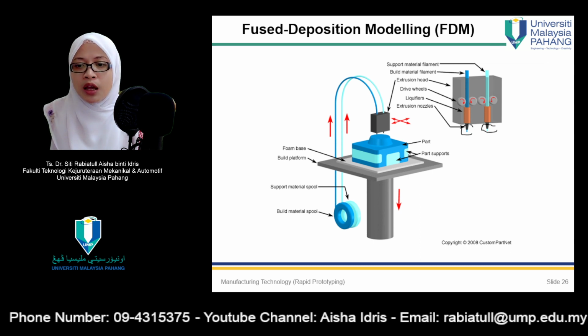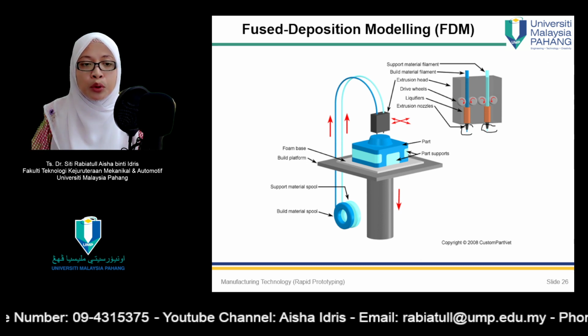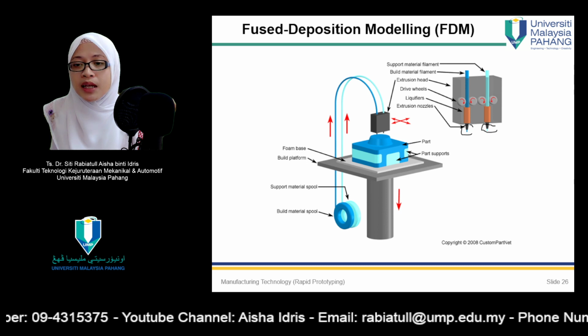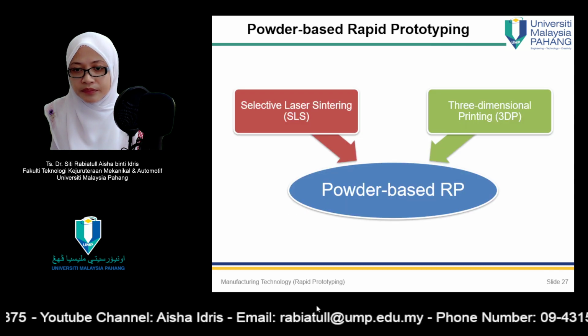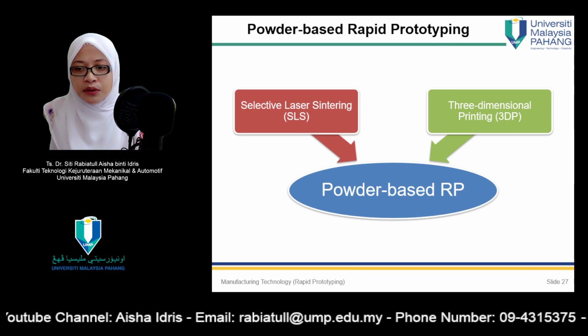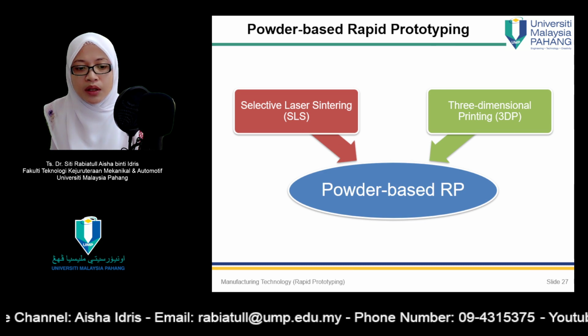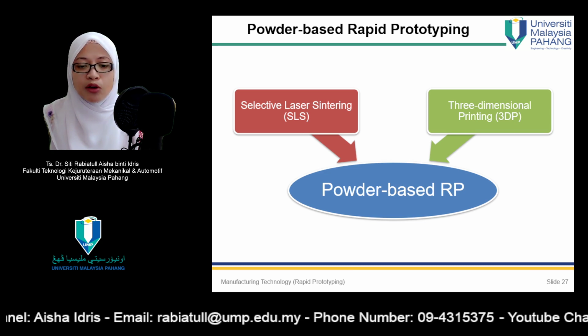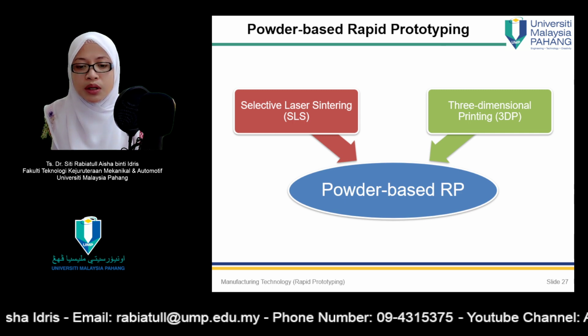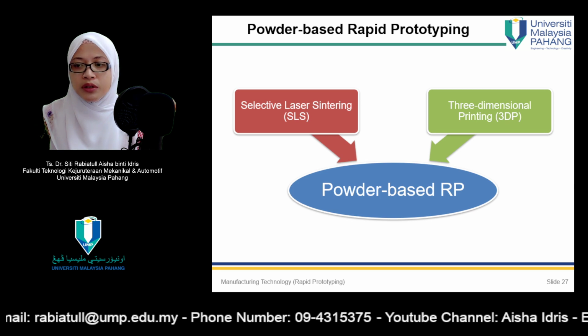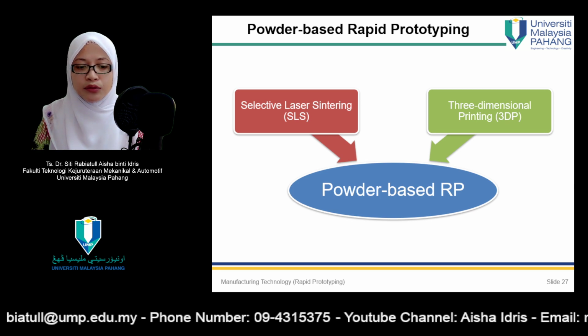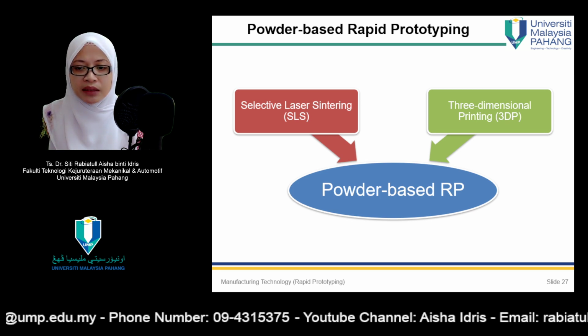So the illustration for the FDM process can be seen in this figure here. Now let's look at the common features of RP technologies, which include number one, selective laser sintering, and number two, 3D printing, three-dimensional printing.